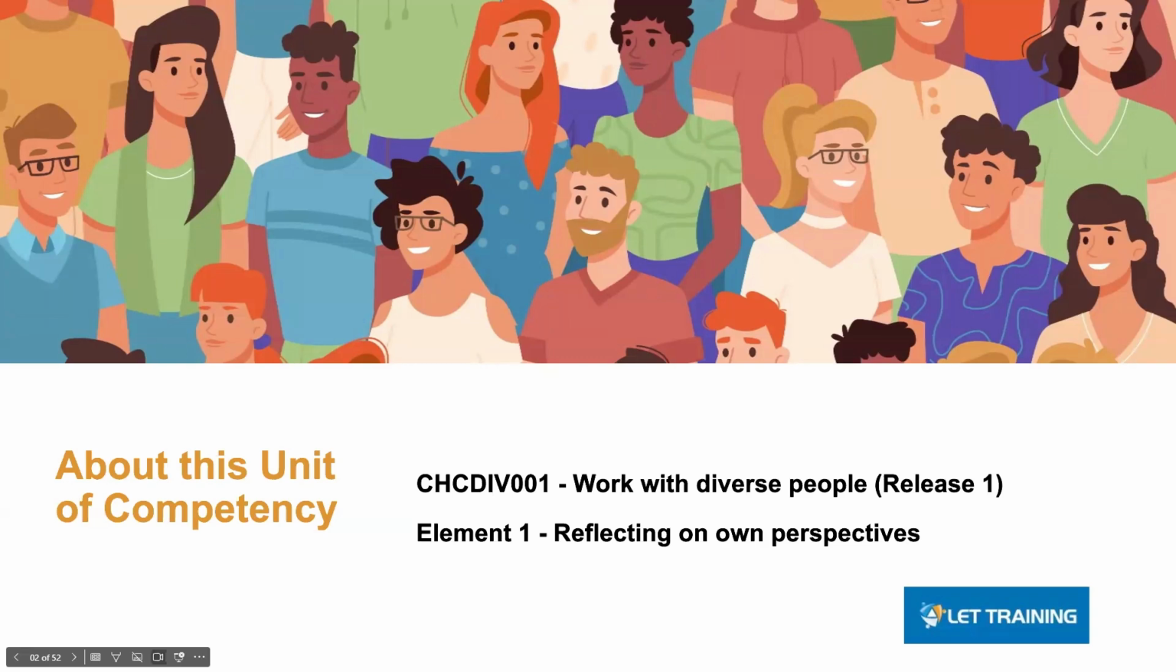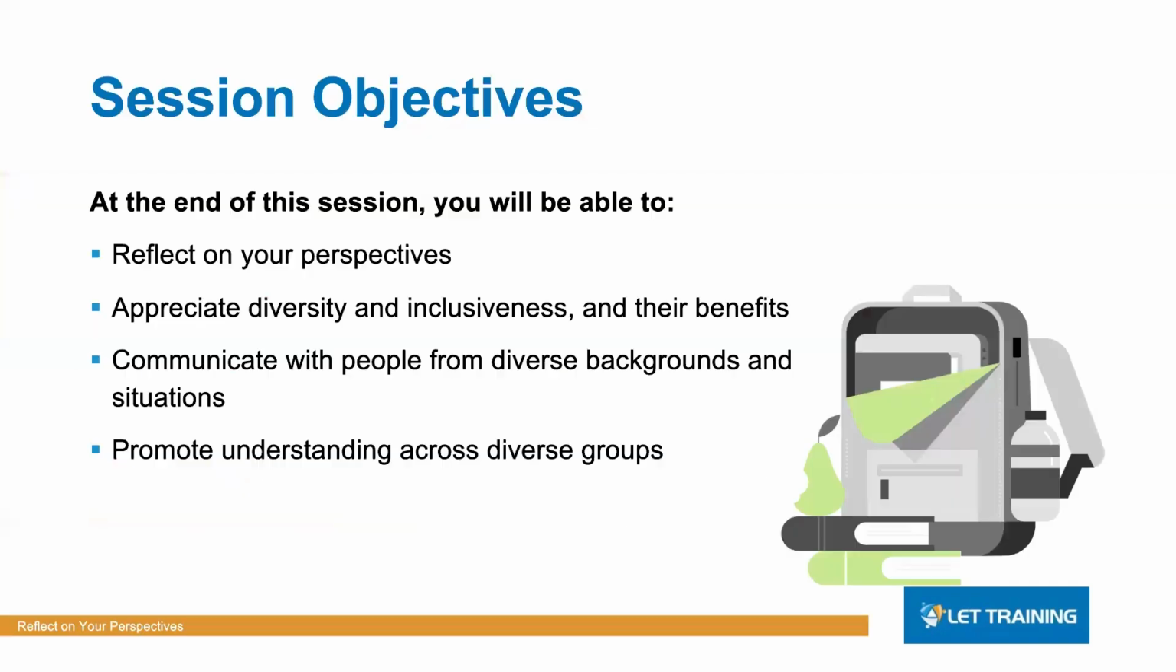This unit describes the skills and knowledge required to work respectfully with people from diverse social and cultural groups and situations, including Aboriginal and or Torres Strait Islander people. This unit applies to all workers. The skills in this unit must be applied in accordance with Commonwealth and state territory legislation, Australian and New Zealand standards, and the industry codes of practice.